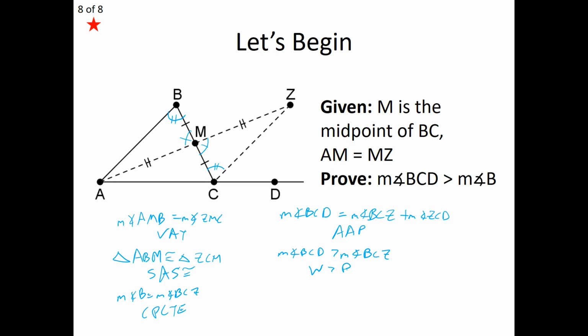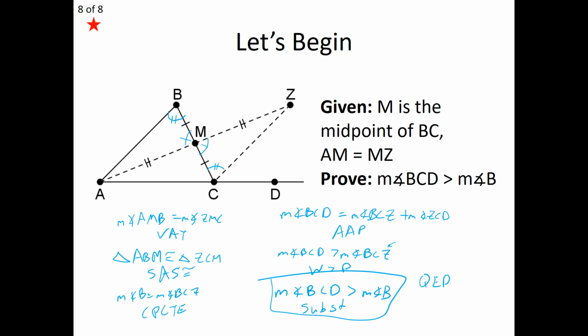So what's then the conclusion? Well, we just proved that BCZ, this angle here, is actually equal to our remote angle, angle B. So then by using substitution, we can arrive at the conclusion that the measure of angle BCD, our exterior angle, is in fact greater than the measure of angle B, our remote angle. And there we have it, QED. We've proven the triangle exterior angle inequality.